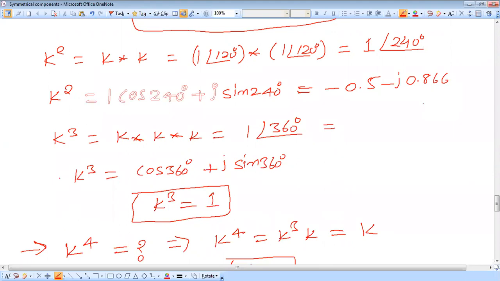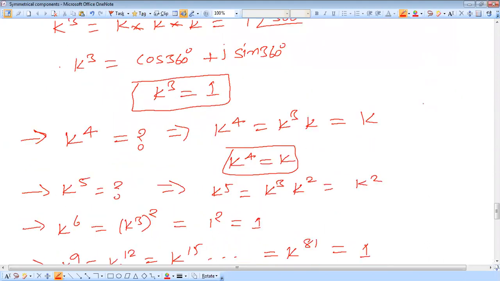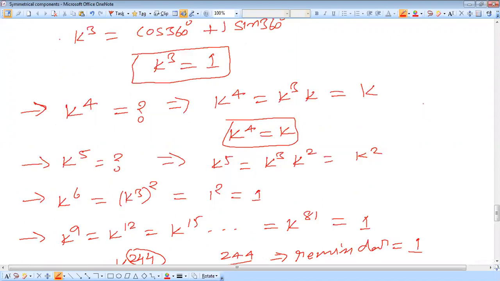And next, what is k to the power 4? You can write it as k cube into k. And k to the power 5 equals k cube into k square. The k cube equals 1. Therefore, k to the power 4 equals k and k to the power 5 equals k square. Similarly, any power of k you can easily determine. That is, divide the power by 3, and see how much remainder you get. That remainder will be the power of k, that is, k to the power of the remainder.